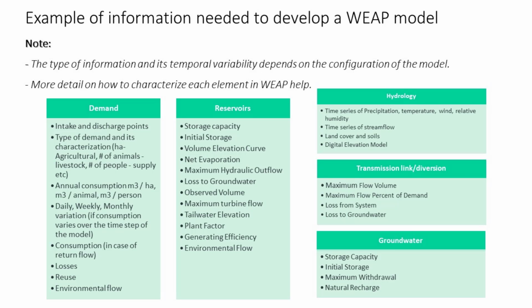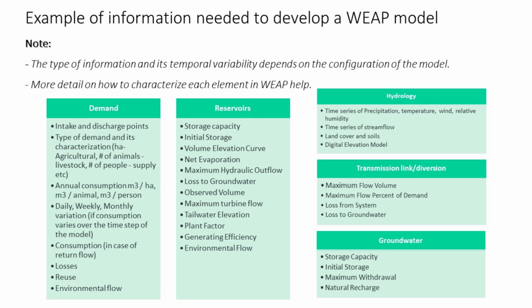For example, if you add a demand, you need to define what type of demand it is, whether it is due to population or to agricultural demand, and define the amount of people or hectares. Other important information is, for example, the water use rate or losses. It is necessary to know what information is needed to characterize the WEAP elements.